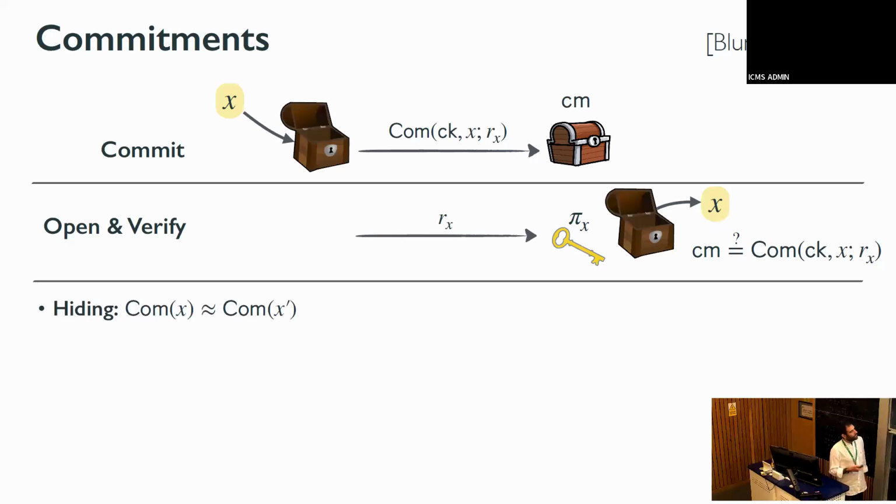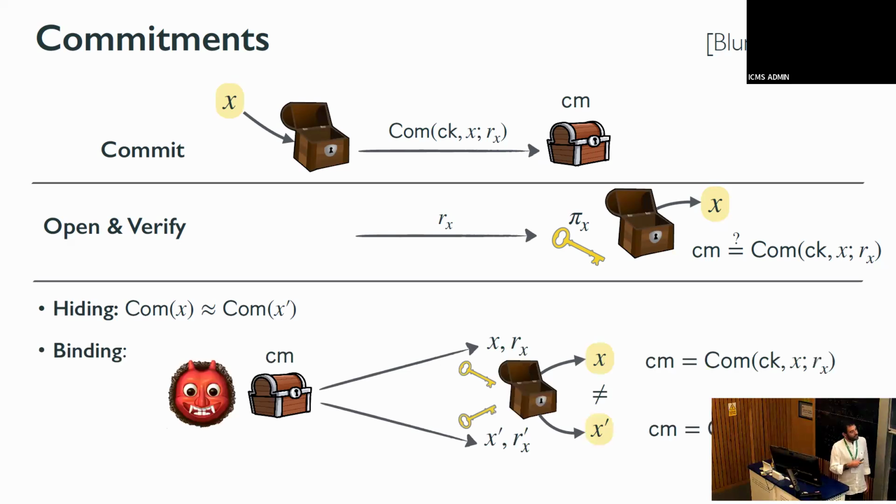And what you want from commitment schemes is that they are hiding, in the sense that if you commit to x or you commit to x prime, you cannot tell this apart if you only see the commitment, that is, the distribution of the commitment output is indistinguishable. And then there is binding, which says that you cannot explain the same commitment with two different inputs x and x prime.